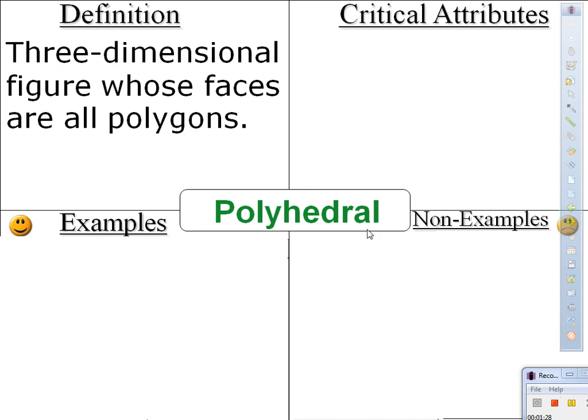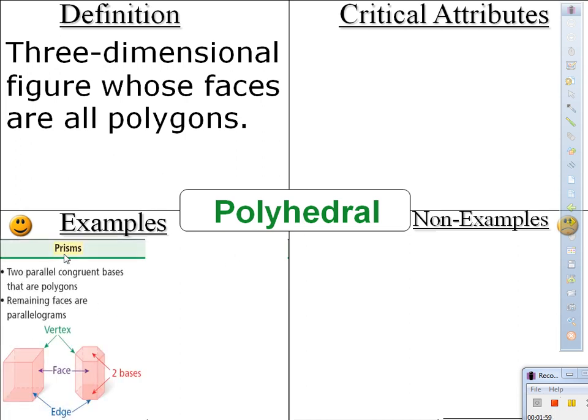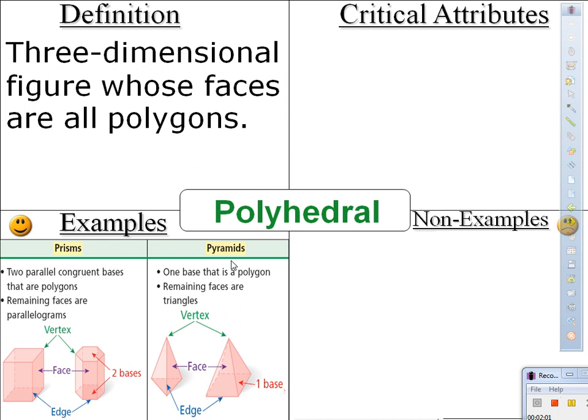Now, polyhedra are split into 2 different types. Examples, we have prisms and we have pyramids. Don't copy that yet. I'm going to show you how to do it because some of us are artistically challenged, right? So I'm going to show you how to sketch these. But the 2 types of polyhedra that we're going to be looking at are what? Prisms and pyramids. All right, once again, what is a polyhedron? 3-dimensional figures whose faces are all polygons.